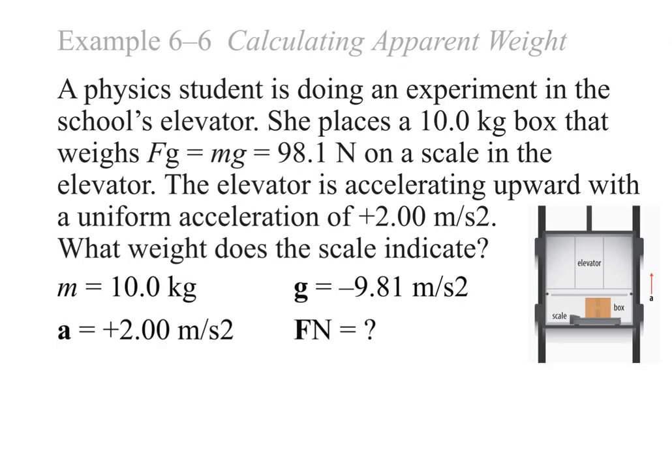So, it says a physicist is doing an experiment in a school's elevator. She places a 10 kilogram box that weighs 98.1 newtons, and they've kind of said, hey, here's the force of gravity, 98.1, on a scale in the elevator. The elevator is accelerating upward with a uniform acceleration of 2 meters per second squared. What weight does the scale indicate?